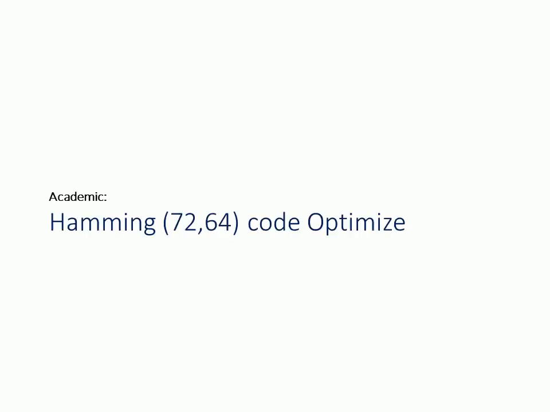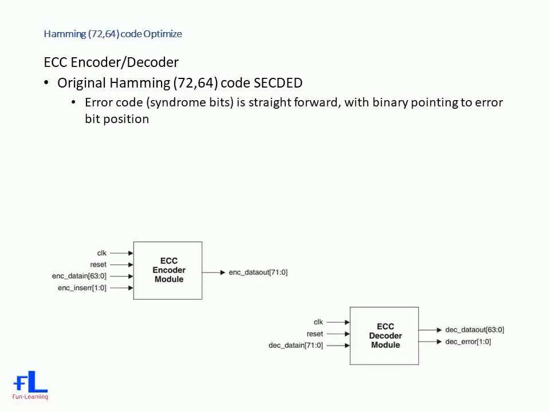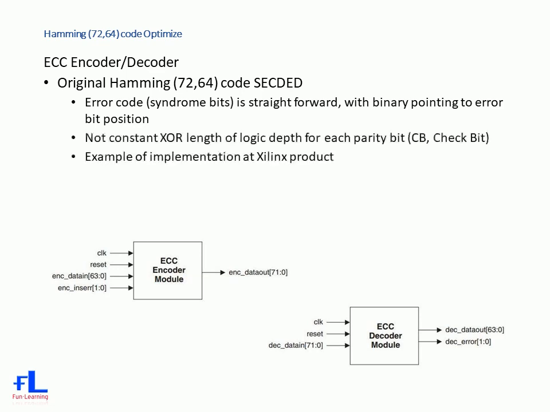What is the Hamming code optimization? The original Hamming 72,64 SEC-DED advantage is that the error code, syndrome bits, is straightforward, with binary pointing to the error bit position. However, it is not a constant XOR length of logic depth for each parity bit, or check bit. This means more complex design and more transistors for the ECC encoder and decoder. It may take more clock cycles to generate output.